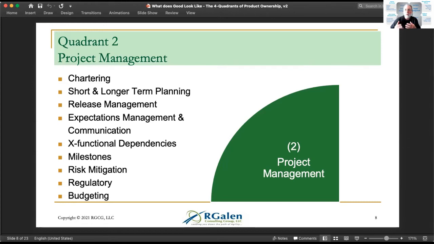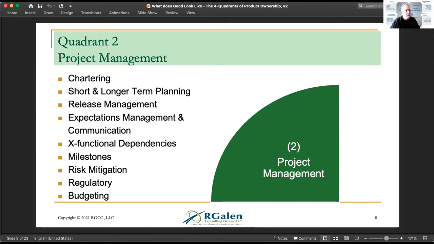So what are some quadrant 2 activities? Chartering, project chartering. There's a wonderful book called Liftoff. So to me, agile chartering, project chartering is captured by Liftoff, that book. How do you instantiate a project? Shorter and longer term planning. Yes, I mentioned the P word. We're doing some planning. We're doing some forecasting.